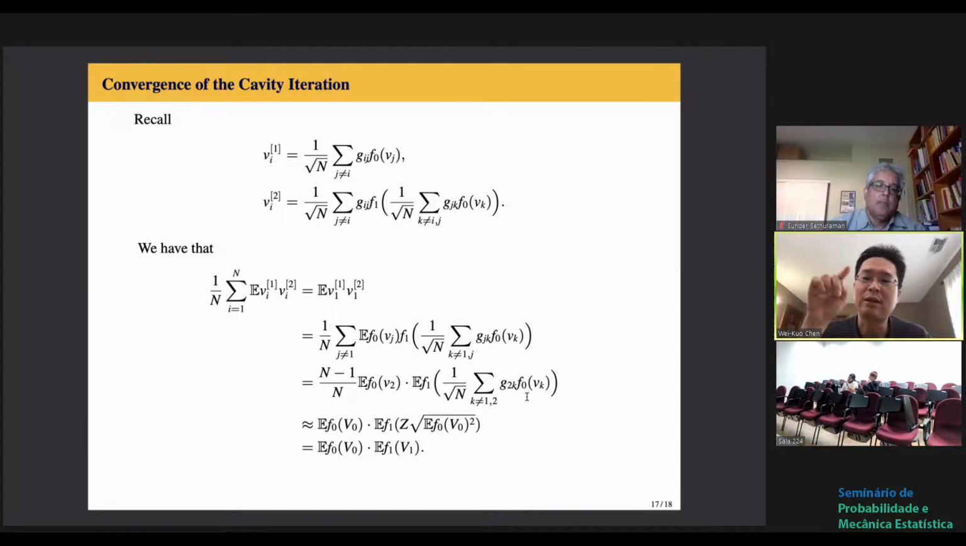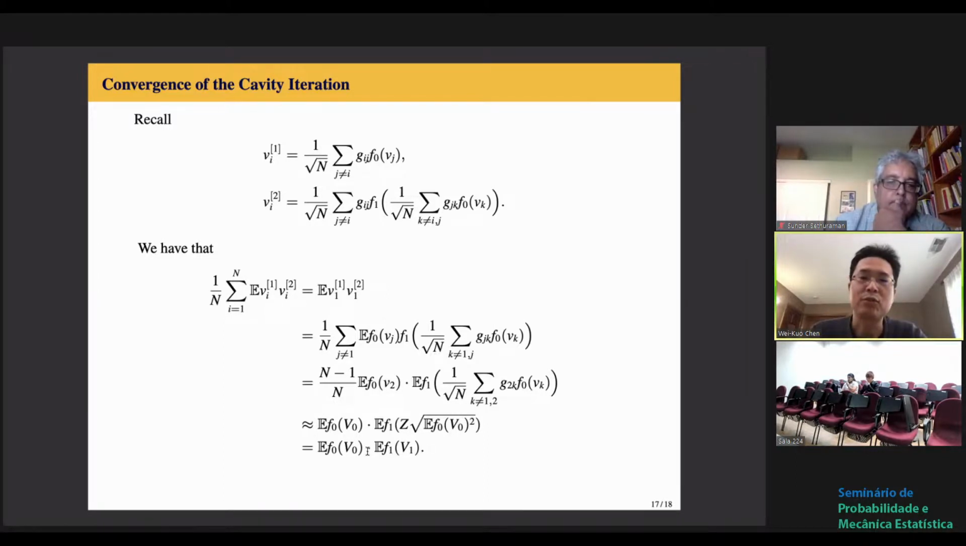The variance, when you compute it, will be 1 over n times the sum over k not equal to 1, 2 of F0(V_k) squared. That is your variance. But because of the law of large numbers, I know that 1 over n times the sum of F0(V_k) squared converges to this quantity. So in the end, if I define this as my V1, then that is the V1 you see from the statement of the main results.